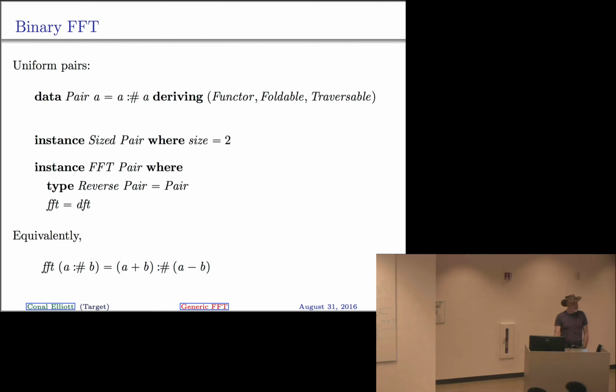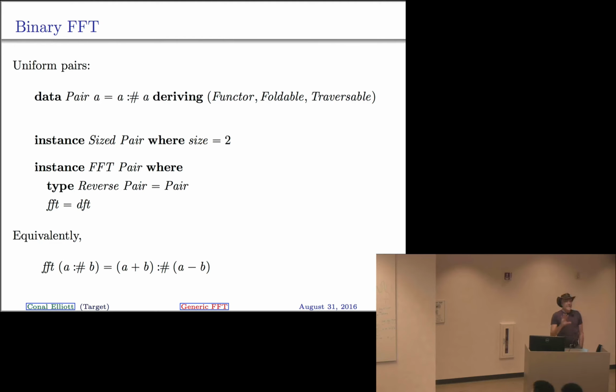And so we need to know the size. Well, the size is 2. And how do we take the FFT of a pair? Well, just by taking the DFT. We can always define the FFT to be DFT because that's the specification. We want it to be faster, but it's already fast for pairs.